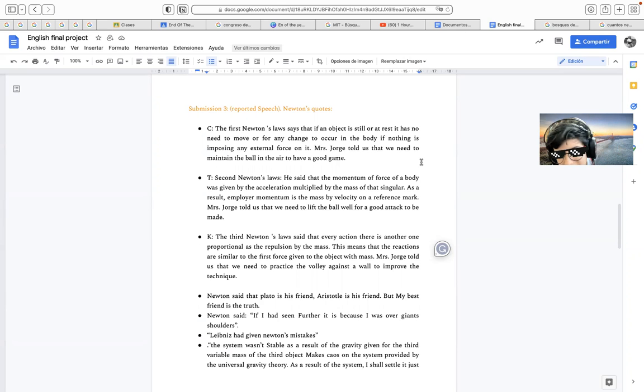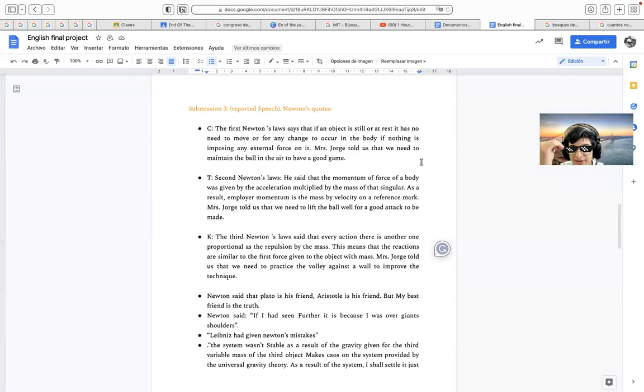Newton quotes: some of the best-known sentences of Newton. Newton said that Plato is his friend, Aristotle is his friend, but his best friend is truth. Newton said, if I had seen further, it's because I was standing on giants' shoulders. This is more reported speech and also the passive voice. Leibniz had given Newton's mistakes.